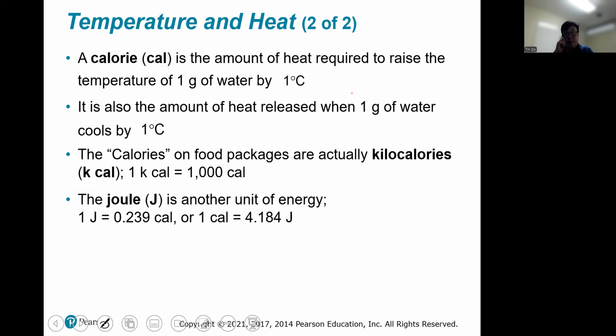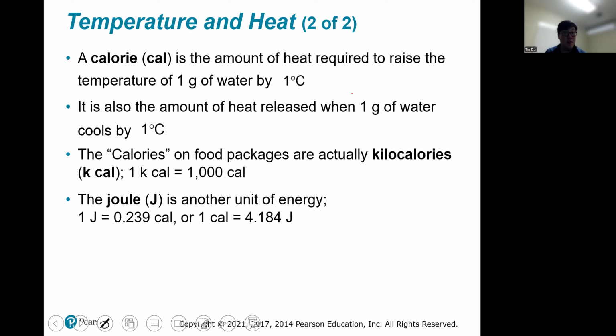But just know, 1 calorie, lowercase, is equivalent to 4.184 joules of energy. Wait a minute, 4.18 joules. That sounds like something that we have learned last year. Yes, it is. It is the specific heat of water. Remember, it's related to water.